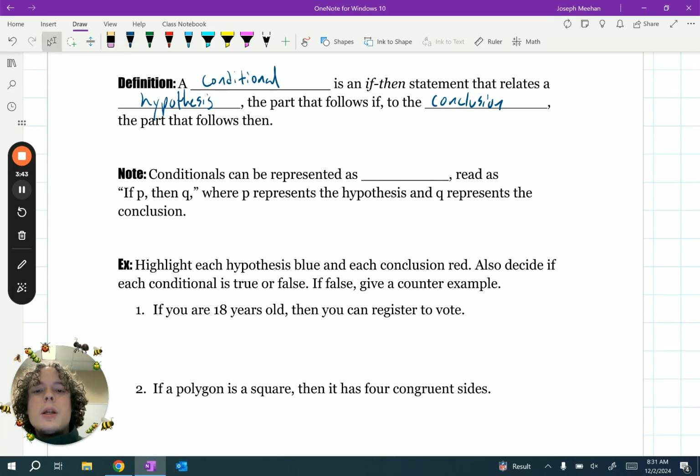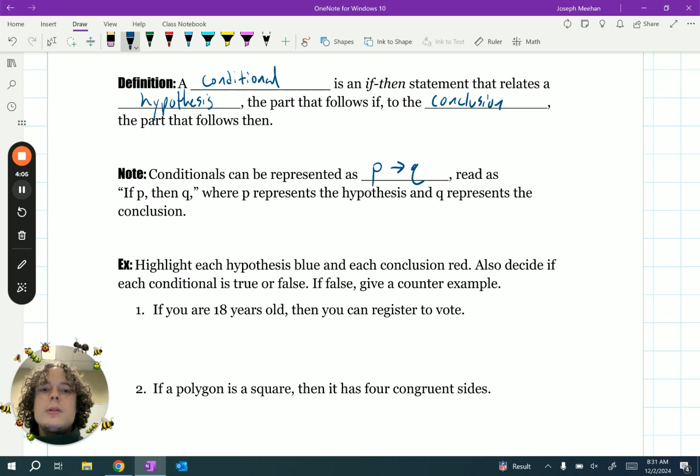Note, it says conditionals can be represented as if P, then Q. It's like a P, then an arrow, then a Q. Read as if P, then Q, where P represents the hypothesis and Q represents the conclusion. All right? So that definition and that note might not have made much sense right now, but we're going to do some examples where it makes sense.